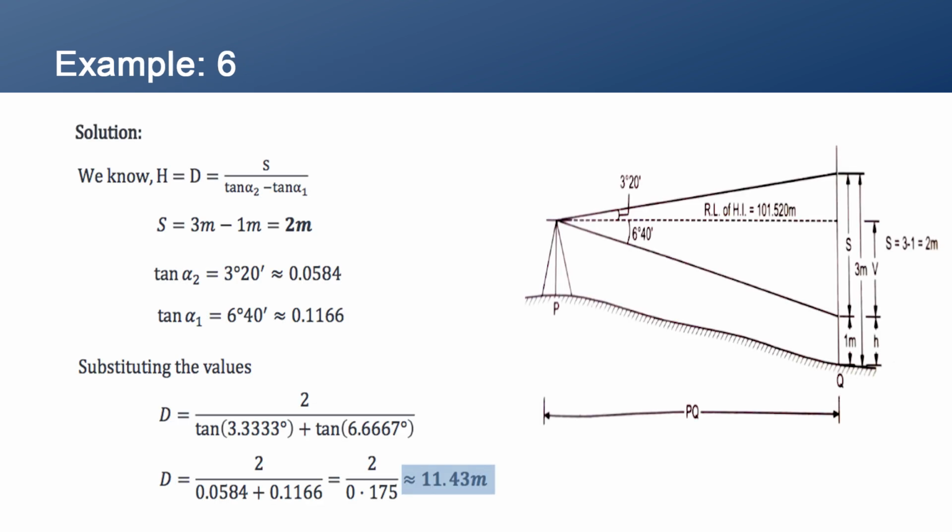For that we need to first calculate the horizontal distance between P and Q, which can be determined from the formula D is equal to S by tan alpha 2 plus tan alpha 1. Here, S, which is the difference in staff reading, is 3 minus 1, which is 2 meter, and tan alpha 2, which is tan 3 degree 20 minutes, is approximately 0.0584 and tan alpha 1, which is tan 6 degree 40 minutes, is 0.1166. So, substituting the values, we get D is equal to 2 by 0.175, equal to 11.43 meter.